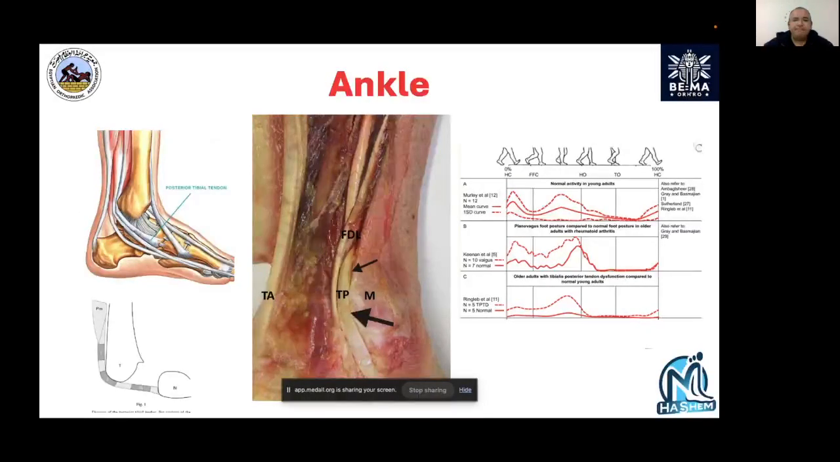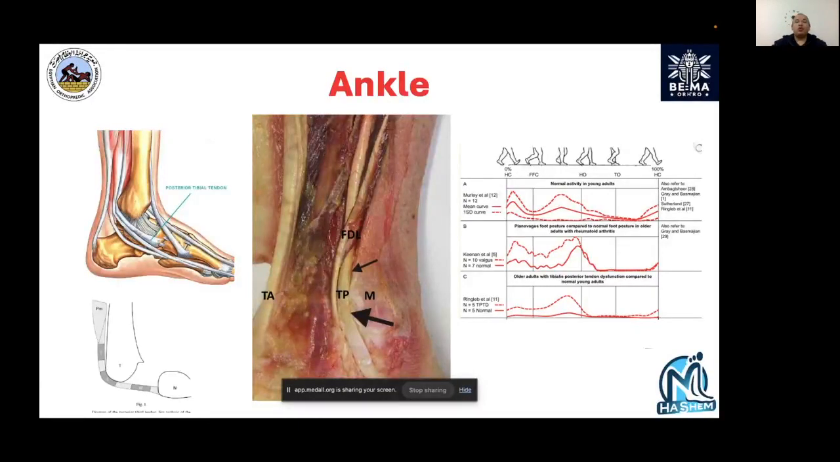So tib post basically, I'll not speak about the origin and insertion, but it inserts into all the tarsal and metatarsal bases except the first metatarsal. This is important because the tib post plays a very important role in maintaining your medial longitudinal arch, and in keeping the normal position of the ankle, hindfoot, and midfoot. So without the tib post, you will be flat, and all the mechanics of your ankle, subtalar, and midfoot will change. Without the tib post, you will have a big problem.